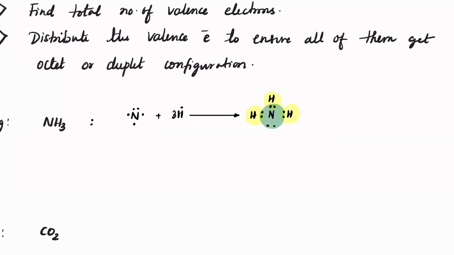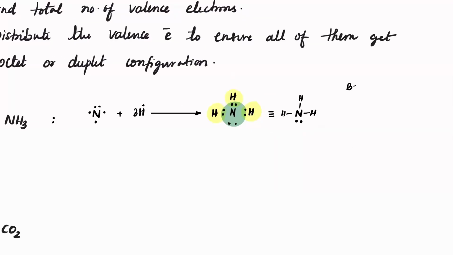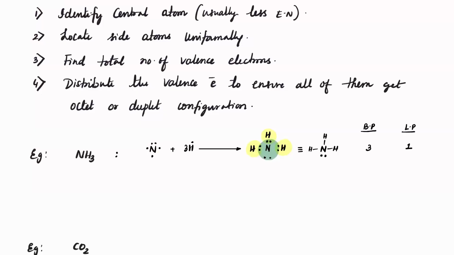If I write it in a bond line structure, it will be like nitrogen having H, H, and H, with a lone pair on it. This is the way you represent the Lewis structures. If I figure out the number of bond pairs and lone pairs, you will see there are 3 bond pairs and 1 lone pair. So this is the structure of NH3. Got it?